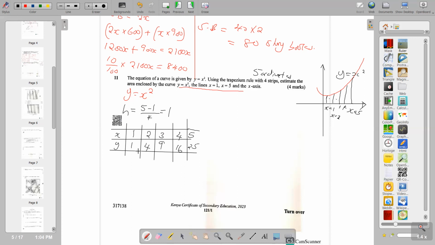Now, the next thing you need to know is the formula, because the moment you have a wrong formula, then you're going to have a wrong answer. So the formula of the trapezium rule is a half times the height, and then you have a bracket. You're going to add the first ordinate and the last ordinate plus twice the sum of the remaining ordinates, so you can have y1 plus y2 plus y3 up to yn minus 1. So that is the formula.